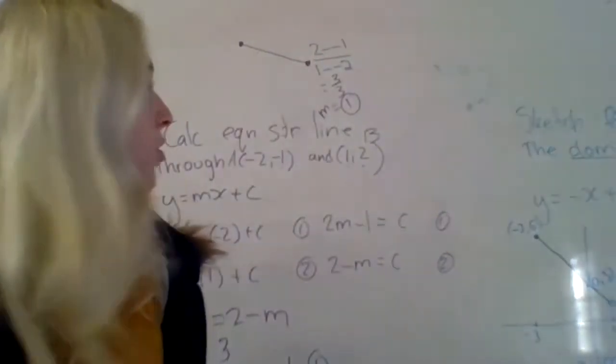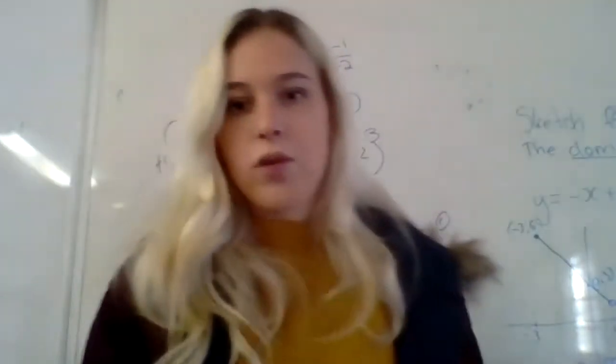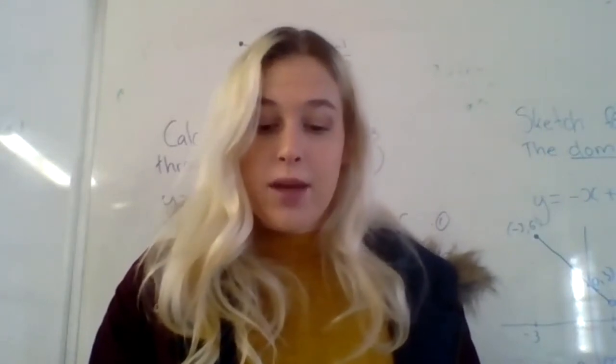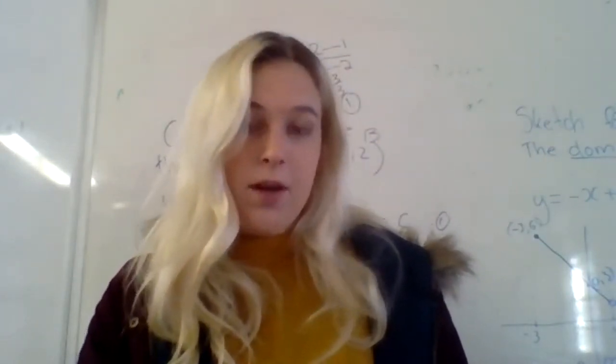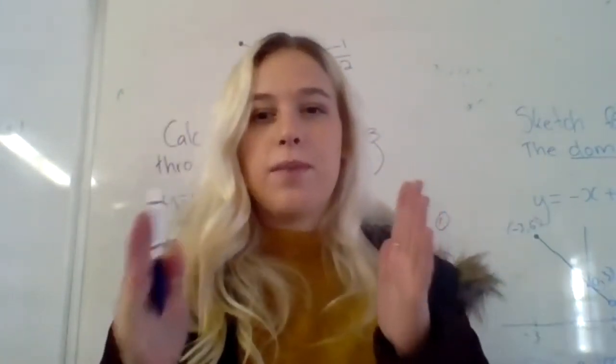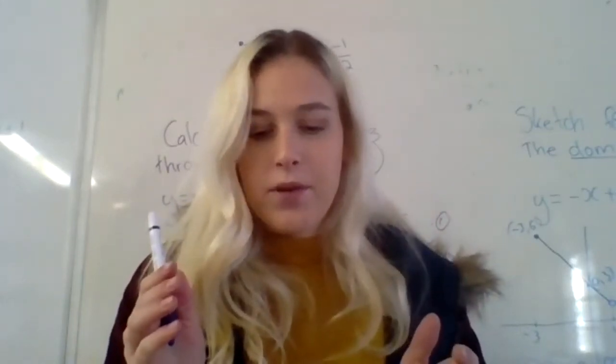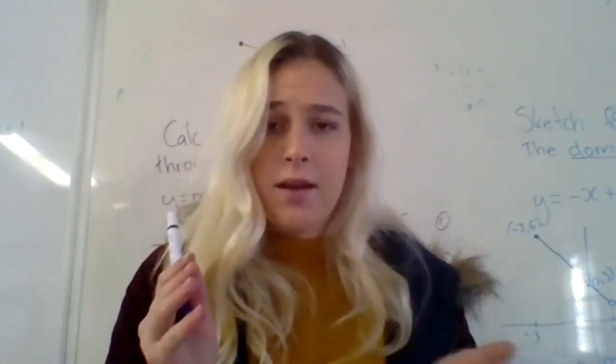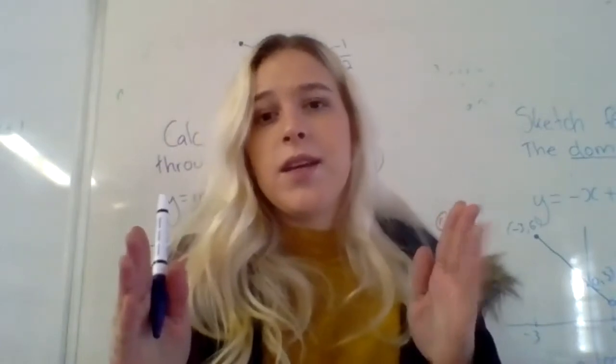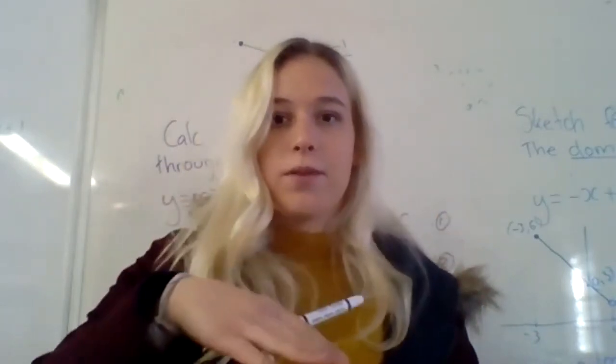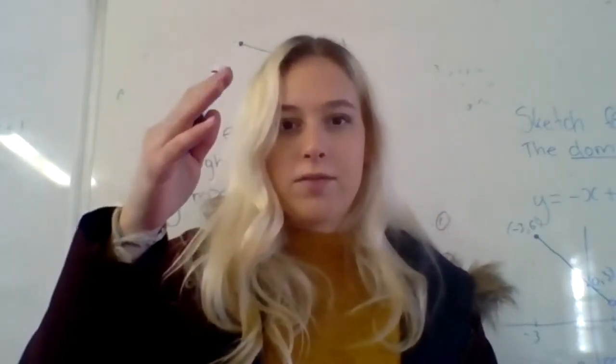So we've talked about how to draw a straight line if we restrict the domain. That's if we give it certain boundaries that it has to be between. Obviously, if we're talking about the domain, we're talking about restricting our x values, and if we're talking about our range, we're talking about restricting our y values.